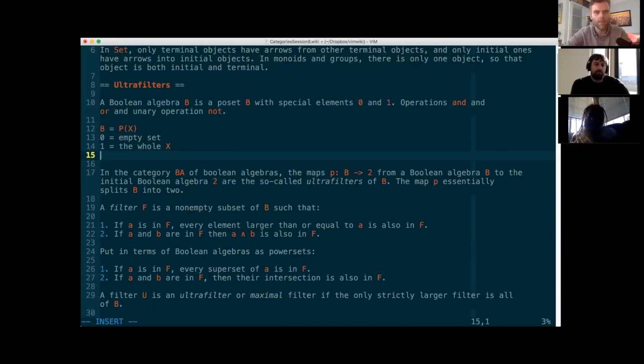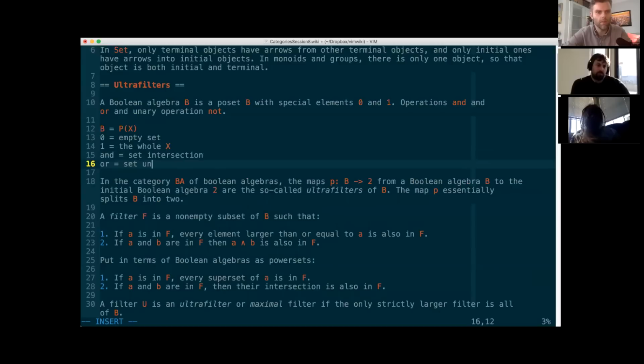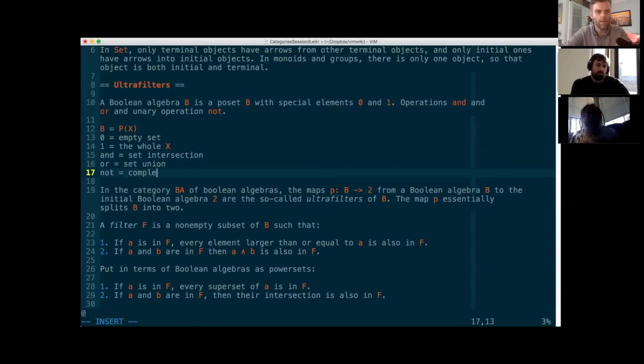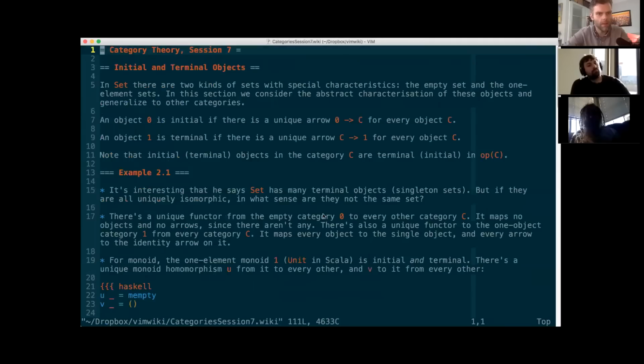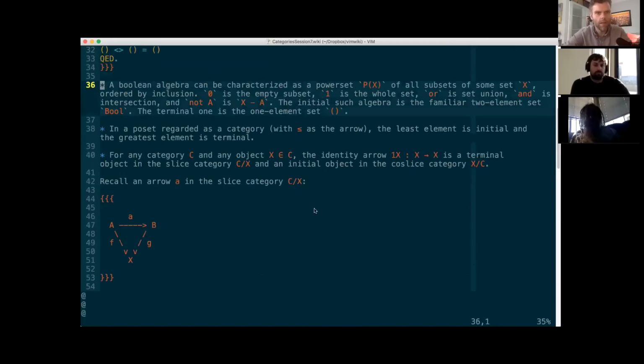Right? And then and is set intersection, or is set union, not is complement. We actually went over this last time, I think. Yeah, here it is. A Boolean algebra can be characterized as a power set, P of X. So this is from last session. All the subsets of some X ordered by inclusion. 0 is the empty subset, 1 is the whole set, or is set union, and is intersection, not A is X minus A. So it's the complement of A.